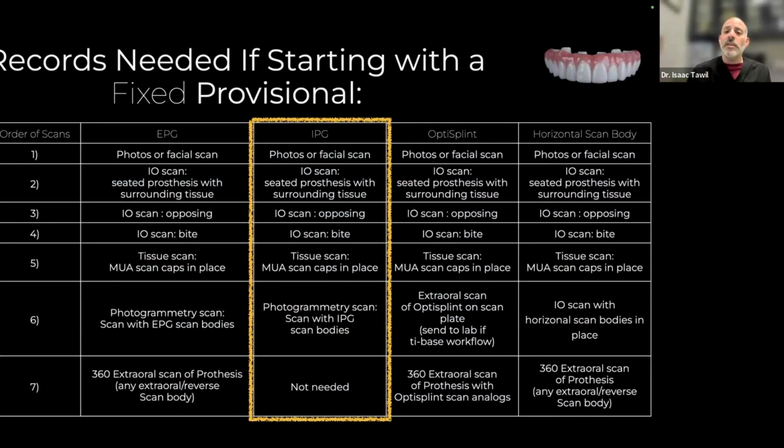We want a scan of the opposing, a scan of the bite. We want a scan of the MUA tissue, but no caps in place. We do not want any tissue caps. We then want a photogrammetry scan. And our last scan, we do not need a reverse scan of a temporary prosthesis because we already have this all lined in the mouth. We could skip that step. Whereas with the other ones, we do need a 360 scan of a provisional prosthesis.